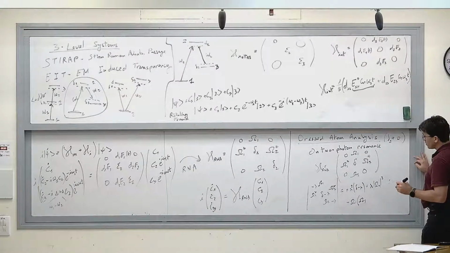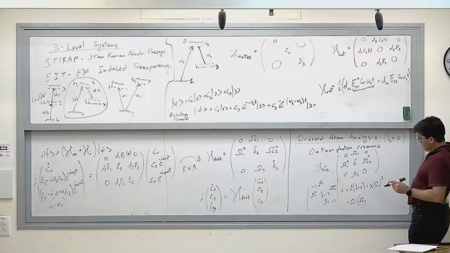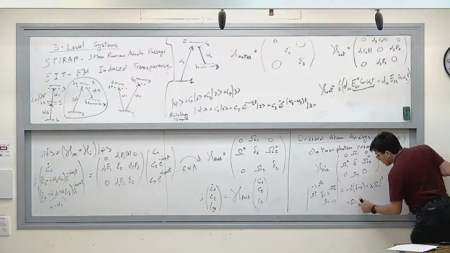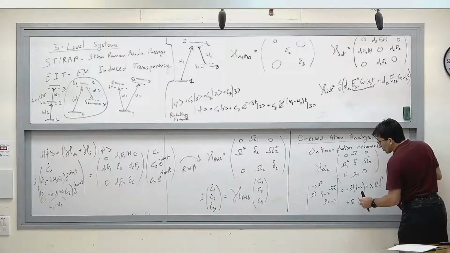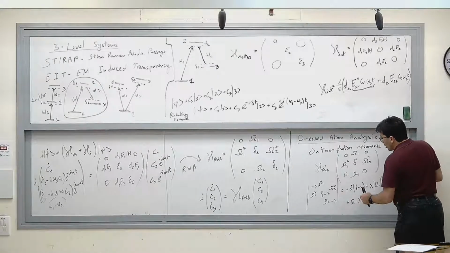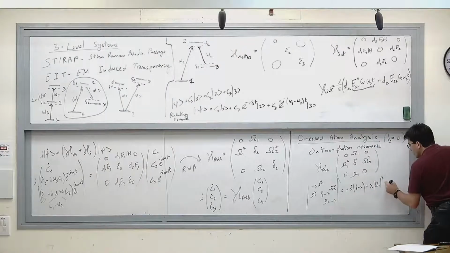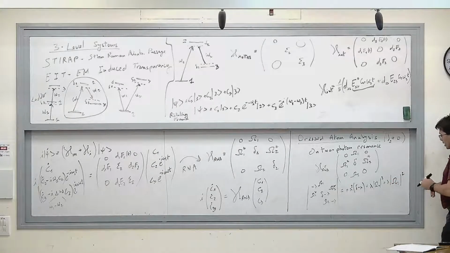What did I do wrong? Ah, of course. So it's plus omega 1 lambda, absolute value squared. Why is omega 1 absolute value squared? Because you do omega 1 times omega 1 star, of course. That's what it should be. So we have here plus lambda times omega 1 star, absolute value squared. Very good. And this we want to be equal to 0.